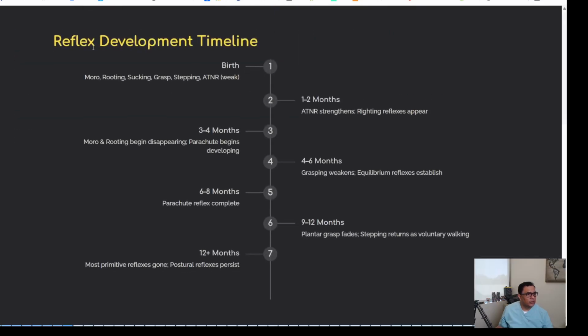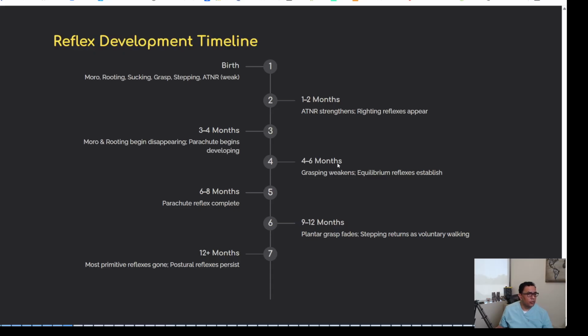Now, you want to think about reflex development time. At birth, you have the Moro reflex, rooting reflex, sucking reflex, grasp reflex, stepping, ATNR. These are all the primitive reflexes. At 1 to 2 months, ATNR strengthens, righting reflex appears. This is a postural reflex. Now 3 to 4 months, Moro and rooting begin to disappear. Parachute begins developing. This is again a postural reflex.